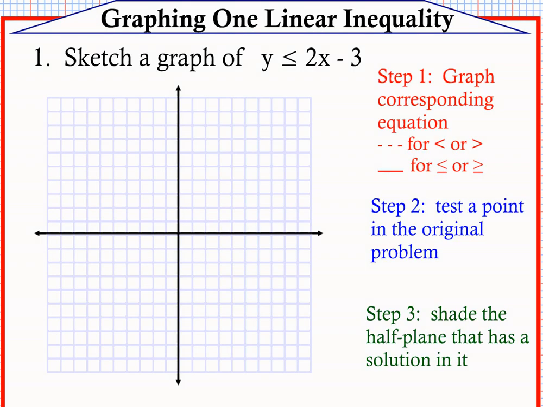Okay, so we want to sketch the graph of y is less than or equal to 2x minus 3. What this means is, on our graph we want to identify all of the points where 2 times the x value minus 3 is greater than or equal to y, or where the y value is less than or equal to 2 times the x value minus 3. We're going to start by graphing it as if it were an equation. So we're going to pretend we're graphing the equation y equals 2x minus 3. So y-intercept of -3, a slope of +2, so on and so forth.